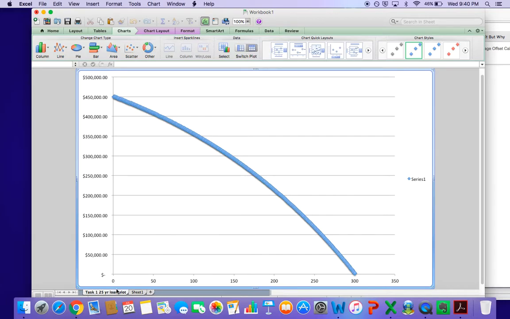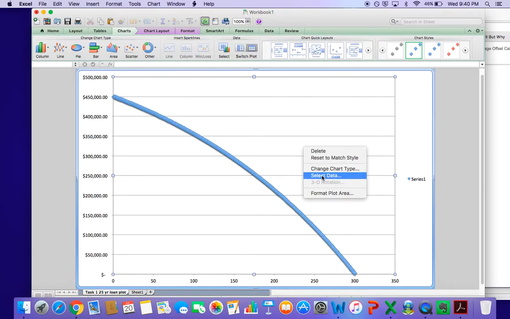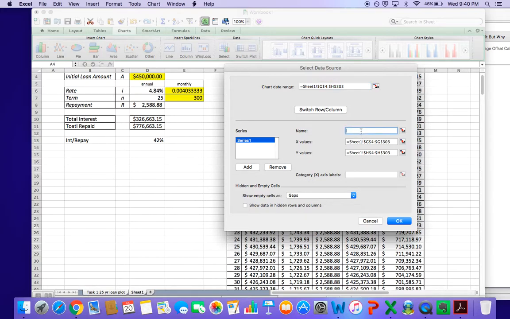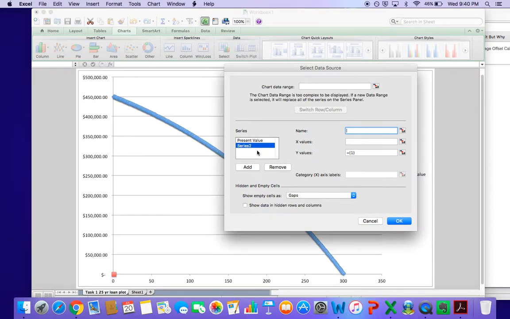Now we can add to that. In fact, we'll add to that. We're going to put in the linear one with the present value plus interest. So we select data. This first series here, we'll just call that present value. This is present value only. Now we're going to add another series here. I'll just use PV plus interest.